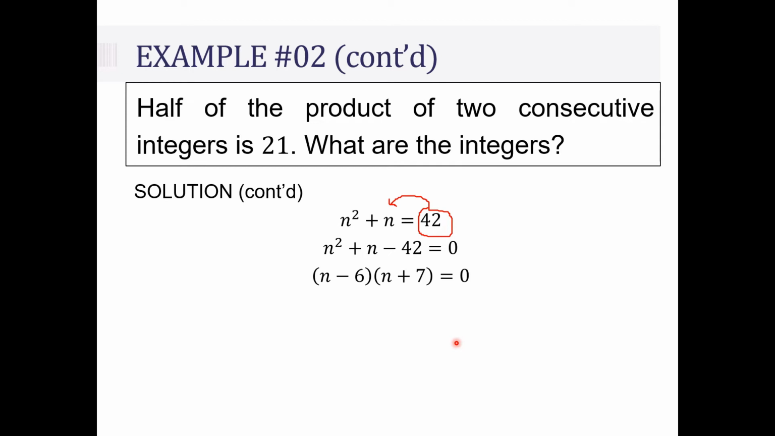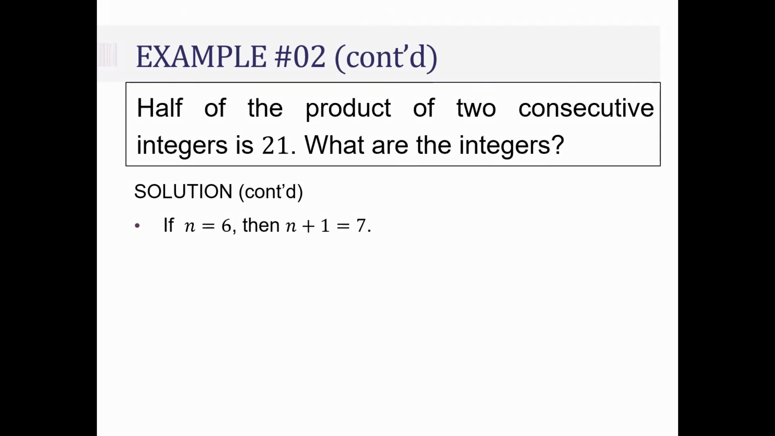This means that meron tayong dalawang values for n. First, we have n minus 6 equals 0 or n sub 1 equals 6. At pangalawa, n plus 7 equals 0 or n sub 2 equals negative 7.